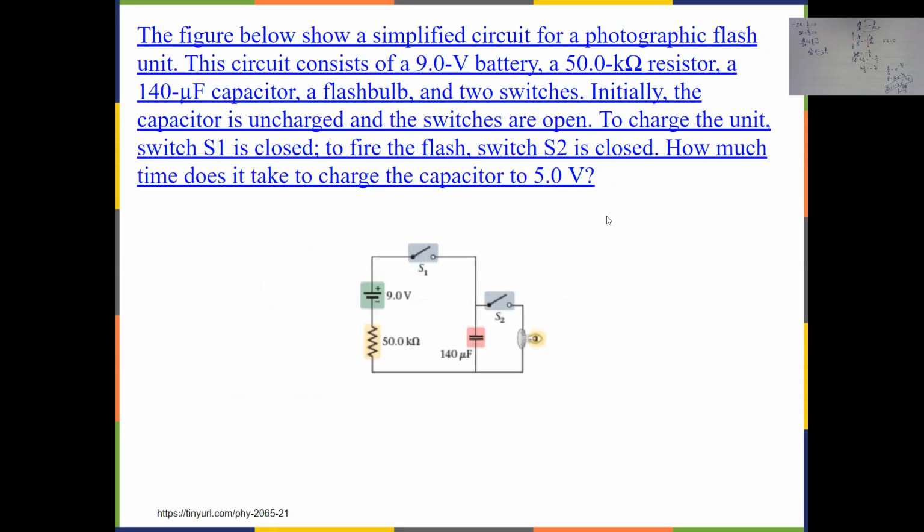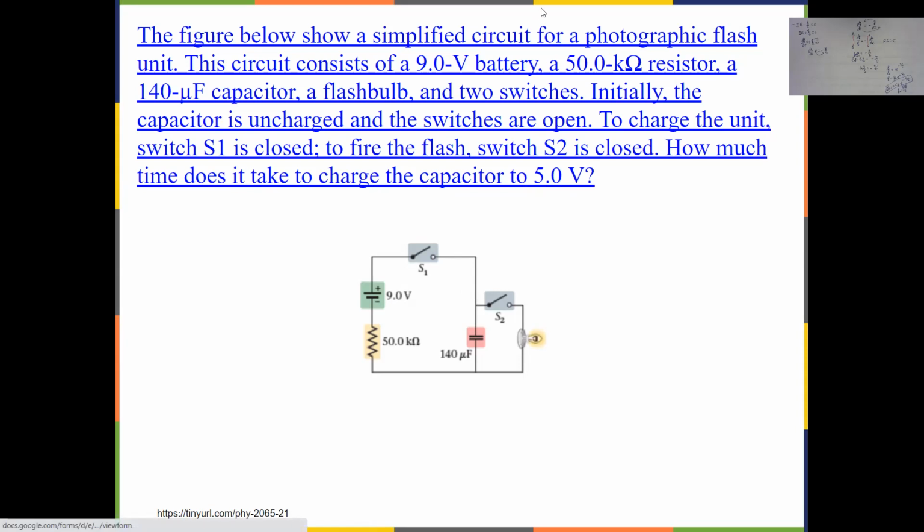Okay, let's take a look at this example. It says the figure below shows a simplified circuit for a photographic flash unit. This circuit consists of a 9.0 volt battery, a 50.0 kilo ohm resistor, a 140 microfarad capacitor, a flash bulb, and two switches. Initially, the capacitor is uncharged and the switches are open. To charge the unit, switch S1 is closed, and to fire the flash, switch S2 is closed. How much time does it take to charge the capacitor to 5.0 volts? So this is a 9 volt battery, and it asks how much time it takes to charge the capacitor to 5.0 volts once the switch is closed.